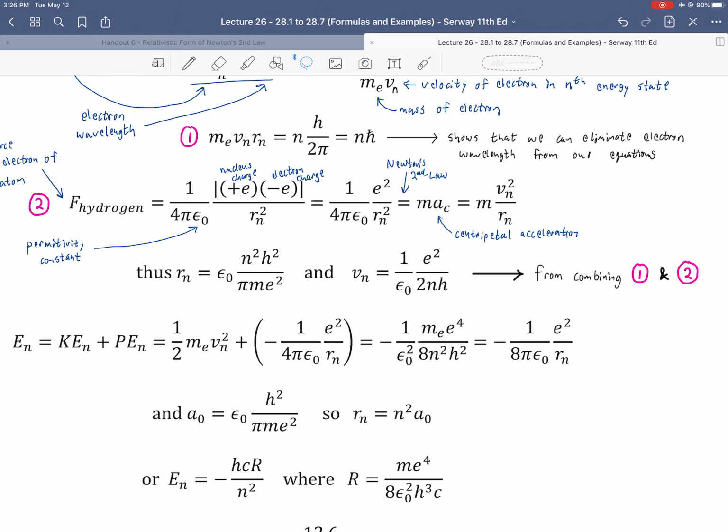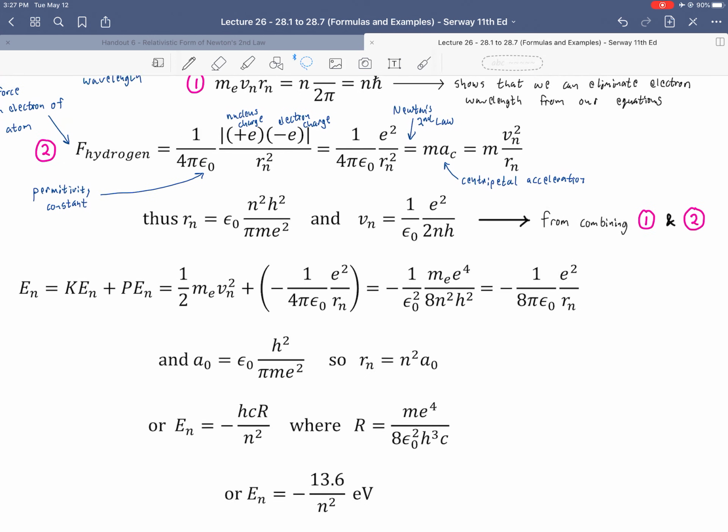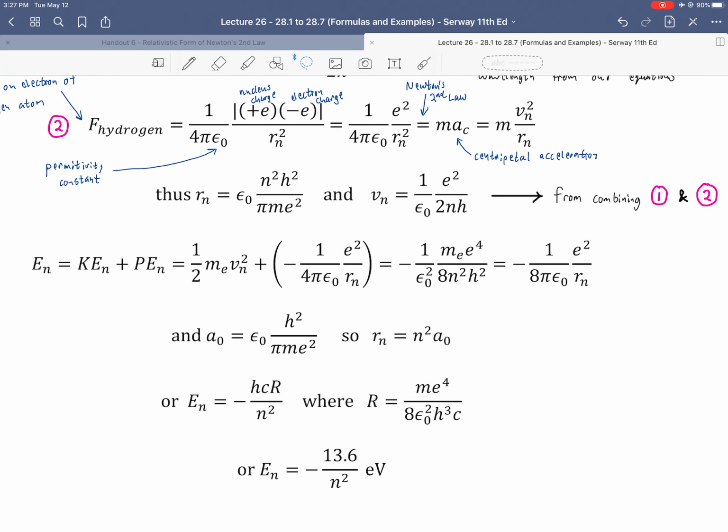Radius of the nth energy state, which means it must be in orbit, and velocity of the electron in the nth orbital state, which means the electron must be moving. Both of which are kind of wishy-washy ideas, but hey, they work, they're okay, they get the job done. Now, probably more real is the energy.